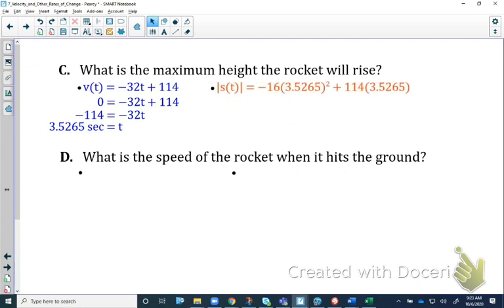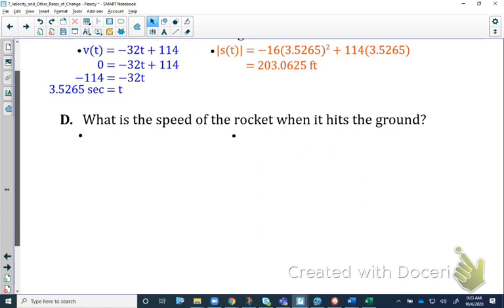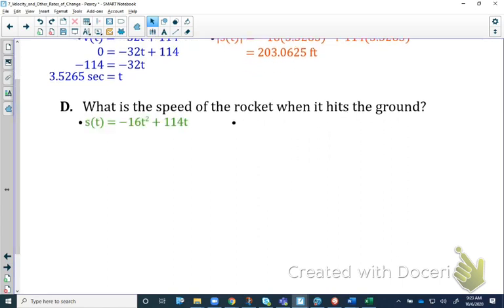So I'm going to plug that value into our position function, and again go to the calculator, and that's going to give me a value of about 206 feet in the air. What is the speed when it hits the ground? If I want to know the speed when it hits the ground, I have to know the time that it hits the ground. So I'm going to take the position function and solve it for time. And of course, I should get 0 for one time because you started at time 0.